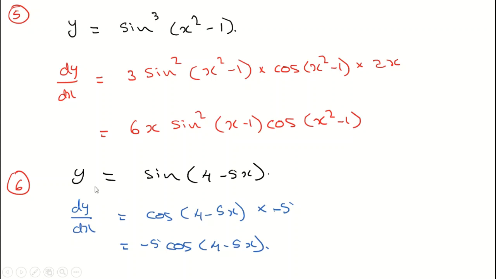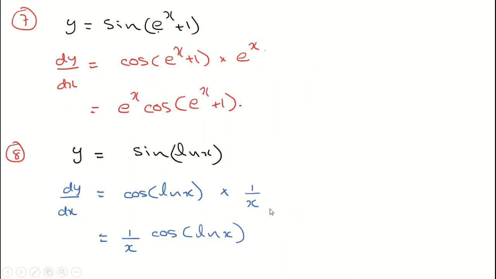Now the example: y equals sin of 4 minus 5x, then cos of 4 minus 5x into minus 5, so minus 5 cos of 4 minus 5x. Y equals sin of e to the power x plus 1, the angle is e to the power x plus 1. So when you differentiate, dy over dx is equal to cos of e to the power x plus 1. When you differentiate this inside, it will be e to the power x. So e to the power x cos of e to the power x plus 1.